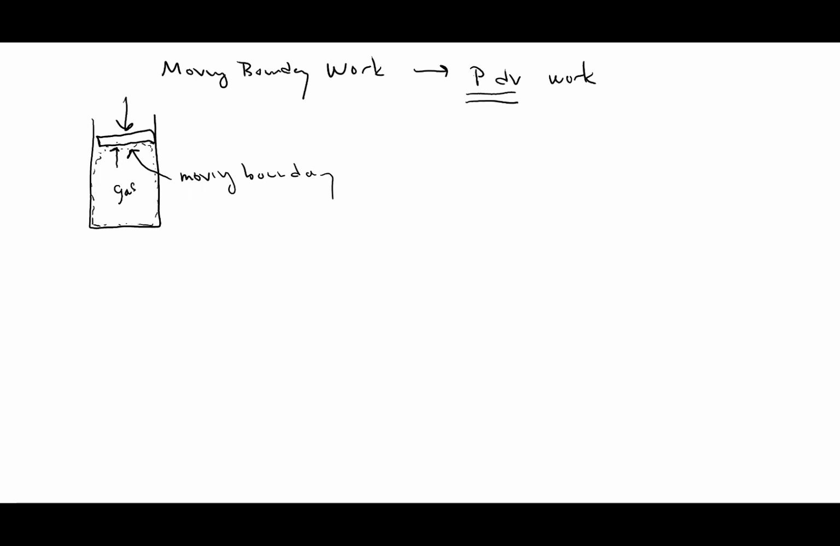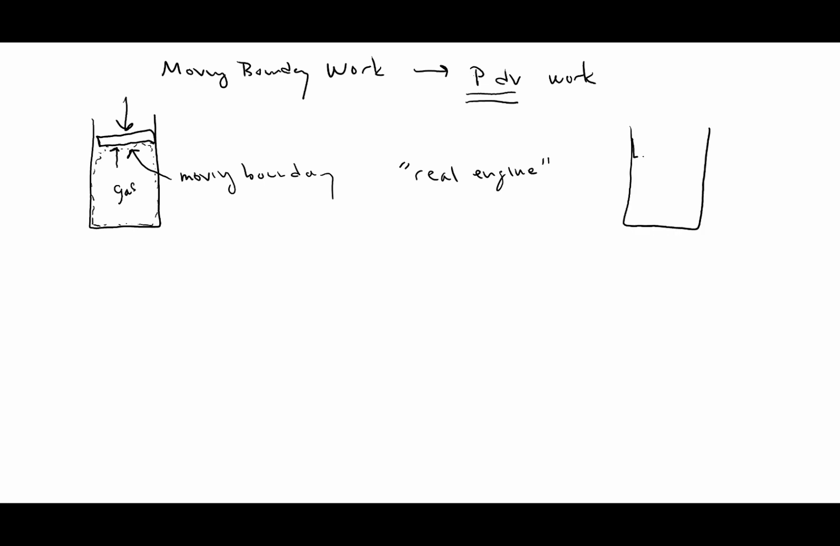It turns out that with this moving boundary work, we can't actually determine the moving boundary work for a real engine. And what I mean by a real engine is an engine where the piston moves really fast. Basically, if the piston is moving really fast, that means that the gas inside the piston can't maintain equilibrium.